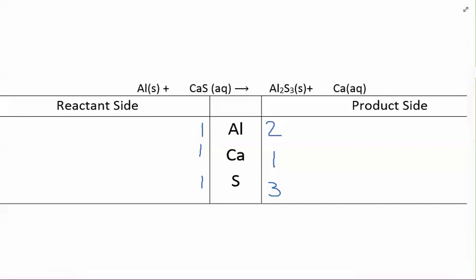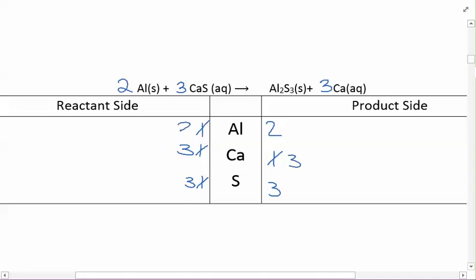What I would do is start by balancing my sulfur, because sulfur is bonded with something in both substances. So I'm going to start there. I'm going to put a 3 in front of my calcium sulfide. That's going to change my number of sulfur to 3 as well as my number of calcium to 3. After doing that, I could pick either, it doesn't really matter. I'm going to put a 3 in front of my calcium and a 2 in front of my aluminum, and I have a balanced chemical equation.